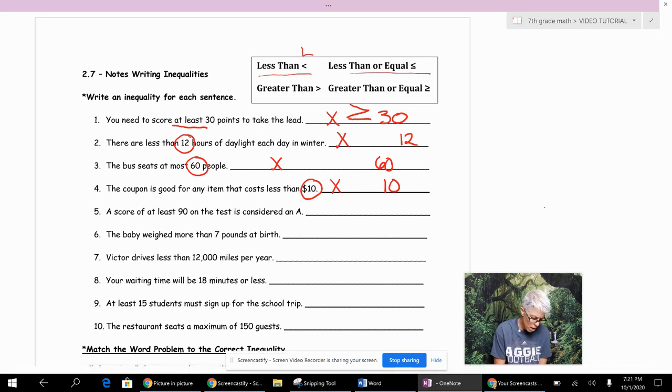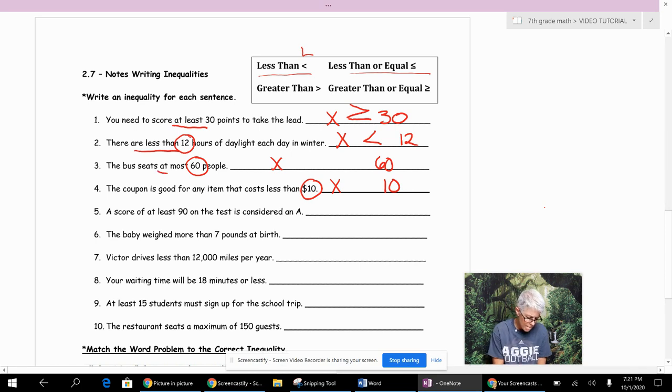It says there are less than 12 hours. Less than 12 isn't 12, but it's less than 12. So it could be 11, 10, 9, 8, 7, 6, 5. So this is saying that X is less than 12. Exactly. That's probably one of the simpler ones.